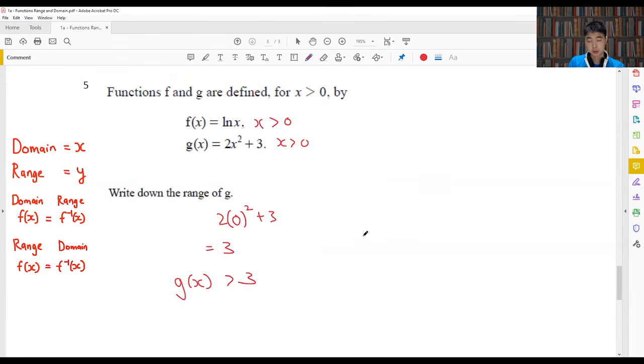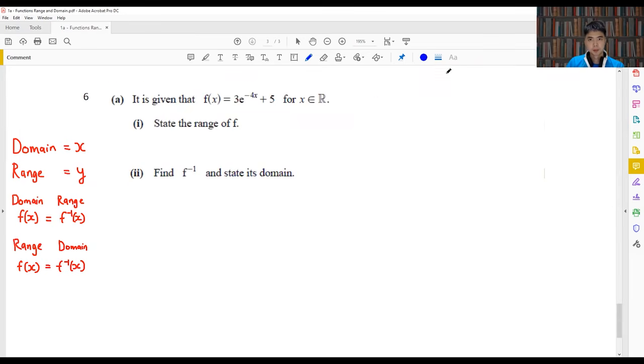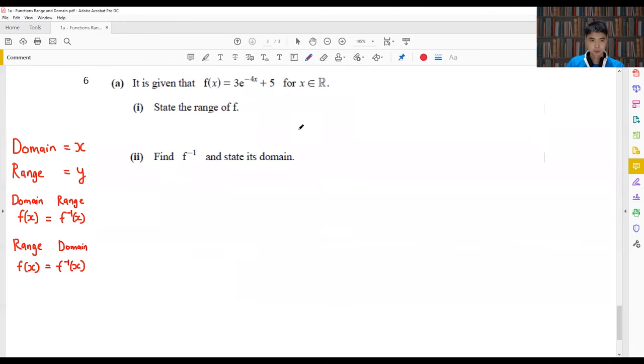If we were to plot this into a graph, we could tell that this is again a quadratic equation. Plot it like so. When x is more than 0, you will intercept the y-axis at positive 3. And therefore the range for g from here onwards, similar to the questions above, would be more than 3. Now, one last question here.